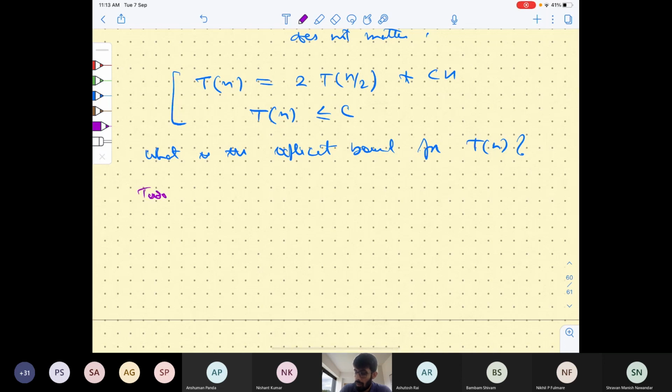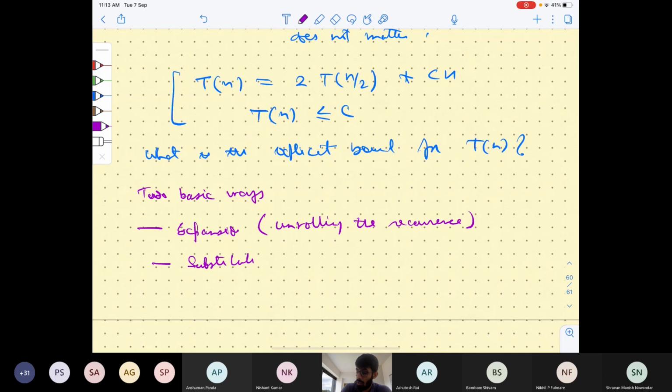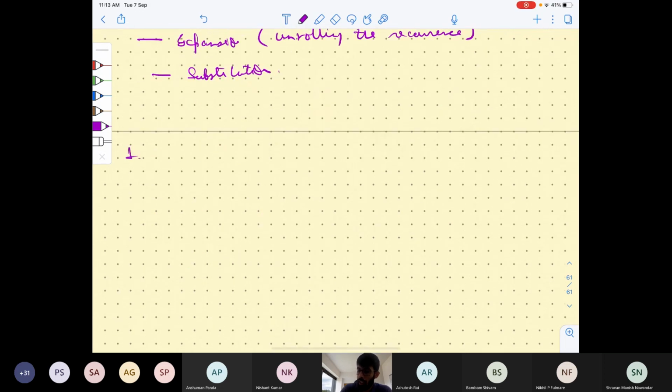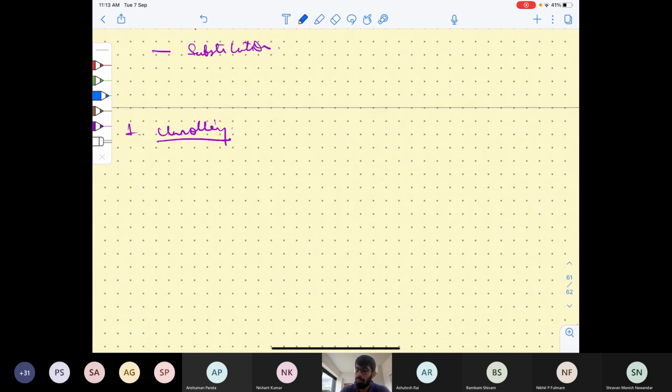Two basic ways are expansion, or let's say unrolling the recurrence, and substitution. So let's see what that means. First one, let's say unrolling. Let's call it unrolling because the book calls it unrolling.